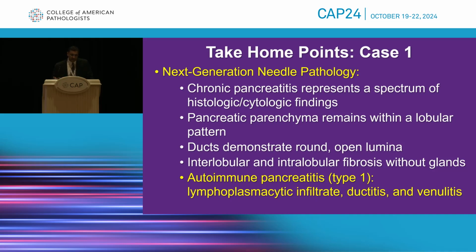And in most of these cases, the more common phenotype that we're looking at is type 1 AIP, which requires, in my mind, at least 2 of 3 criteria. That includes lymphoplasmacytic infiltrate, ductitis, and or a venulitis. Typically that involves a lymphoplasmacytic infiltrate and either a ductitis or venulitis, but not necessarily both. So I usually get one or the other, but that lymphoplasmacytic infiltrate should be the first step, and then you're just looking for the other one or the other.